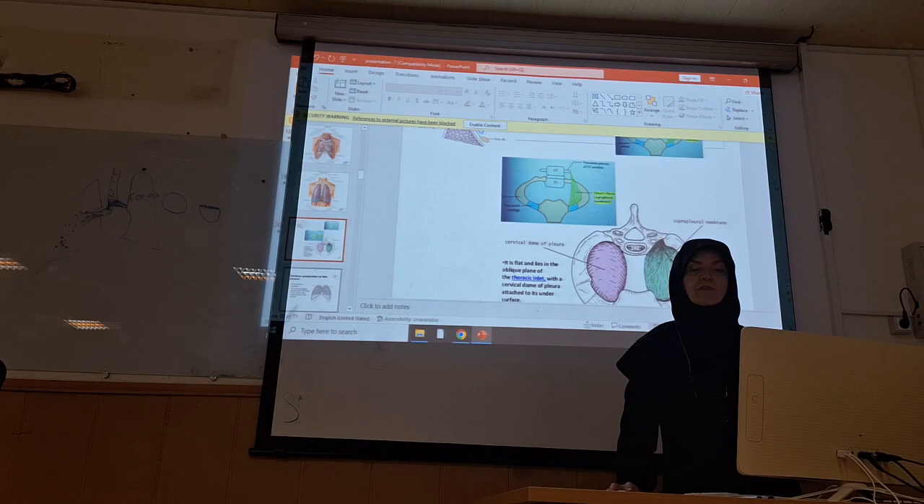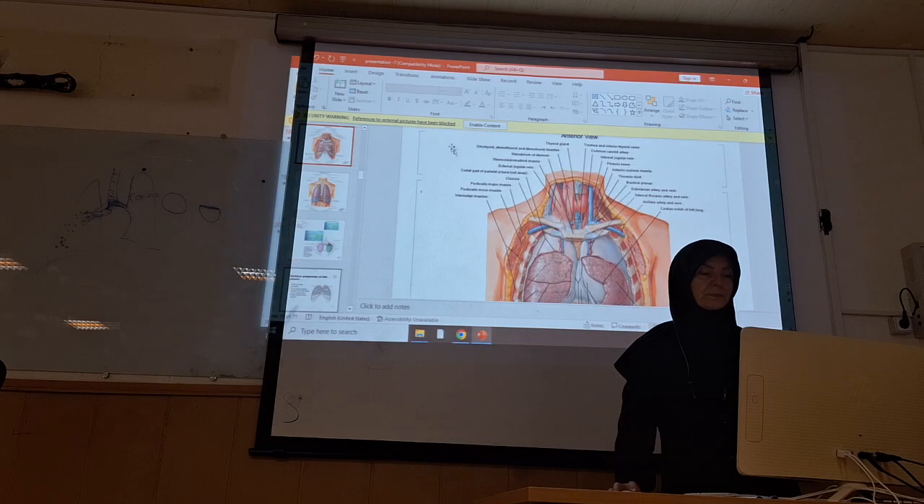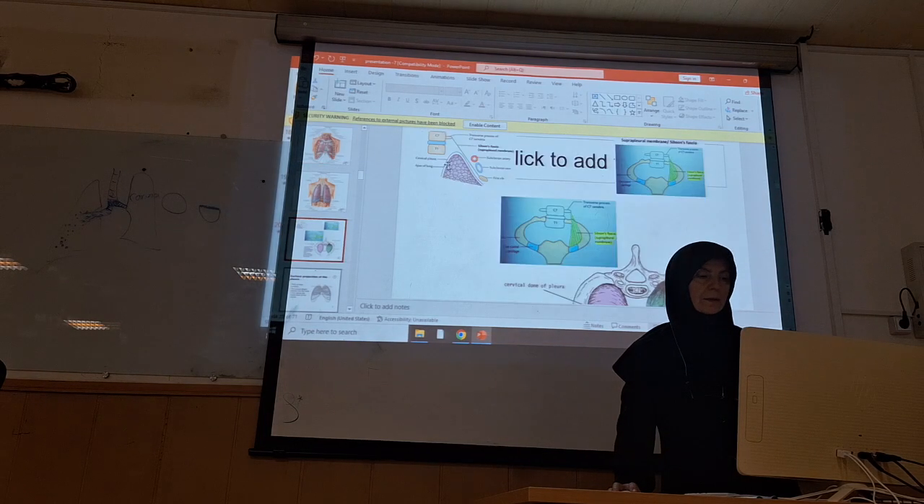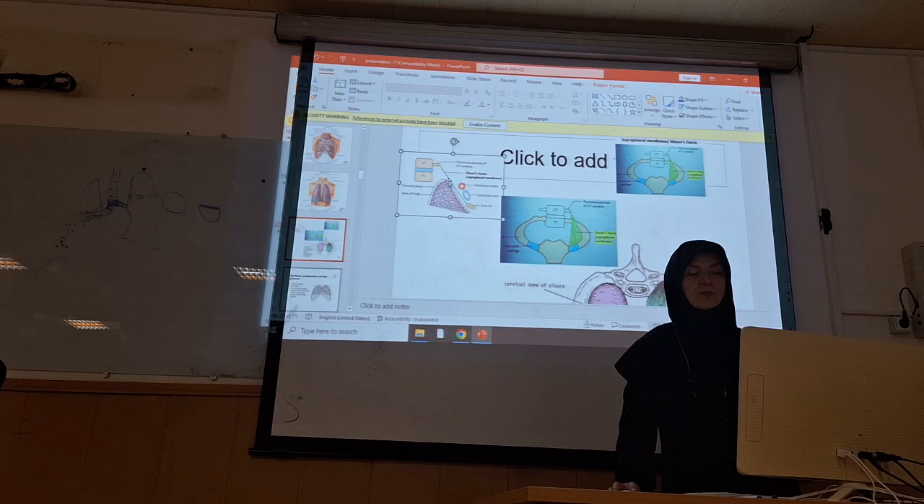What's the function of this suprapleural membrane? The function of this suprapleural membrane is that it is going to support the apex of the pleura. Okay? We got that? Yes.